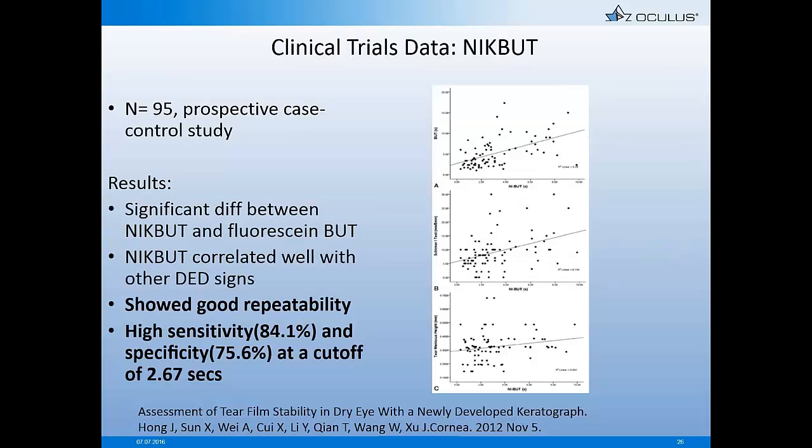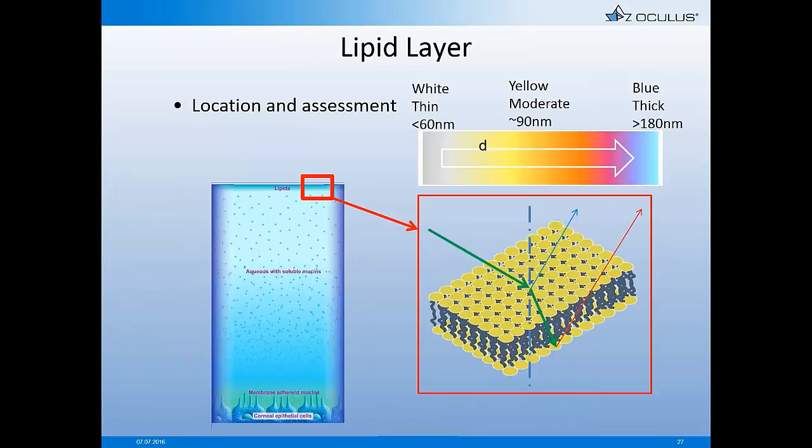So just some clinical trials data. It does show good repeatability, good sensitivity and specificity. Another one that I'll quickly discuss here is the lipid layer. This is qualitative with the Keratograph. It allows us to zoom in on the lipid layer of the tears, and the idea here is the broader the spectrum of colors that we can see, the thicker the lipid layer is.